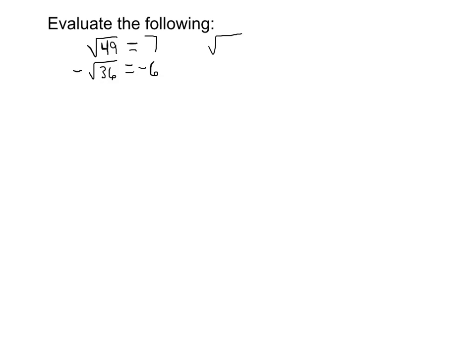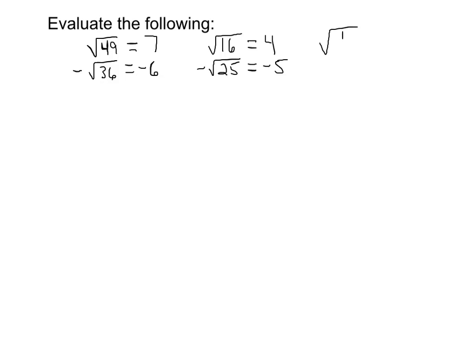If I were to look at a few others, for example, the square root of 16, what times what gives me 16? Well, 4. Again, that's the principal square root. If I take a look at the opposite of the square root of 25, that's going to give me a negative 5.